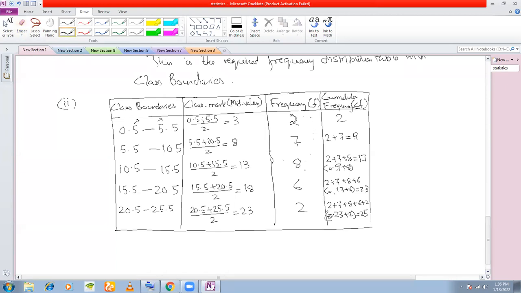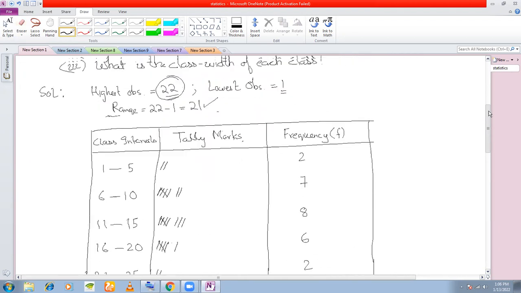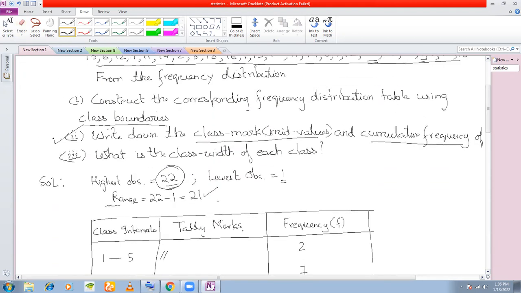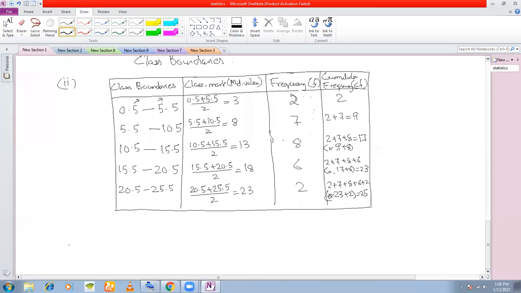And you have finally question number 3. So we have finished question number 2 also: write down the class mark and the cumulative frequency of each class. And finally, you have class width. This is a one-line problem. Class width of each class. You have to look at the class boundaries for each class. What is the difference of these two? 5.5 minus 0.5, which is 5. That is the class width.